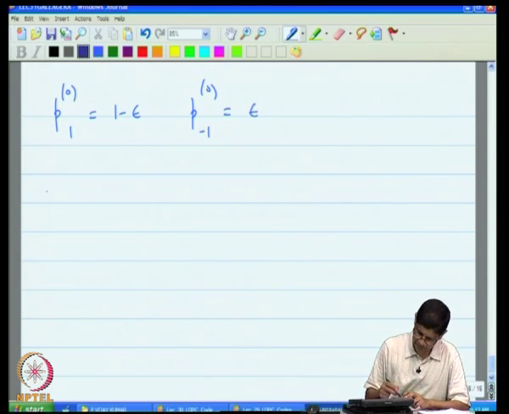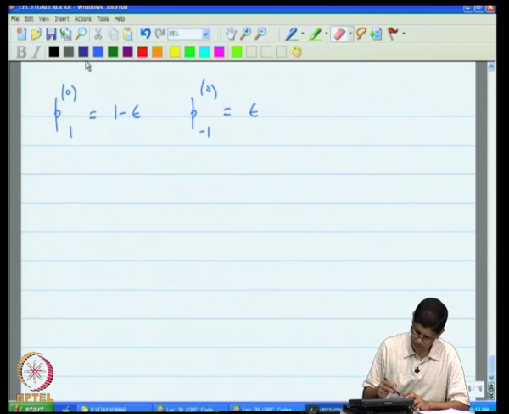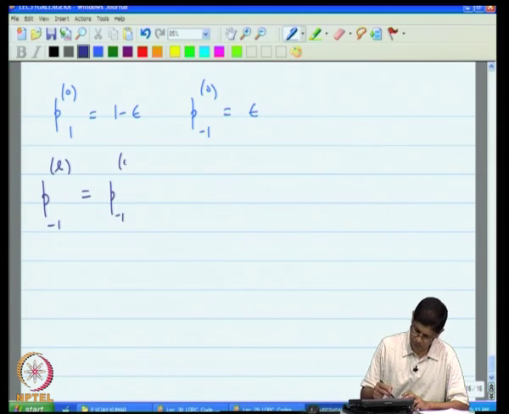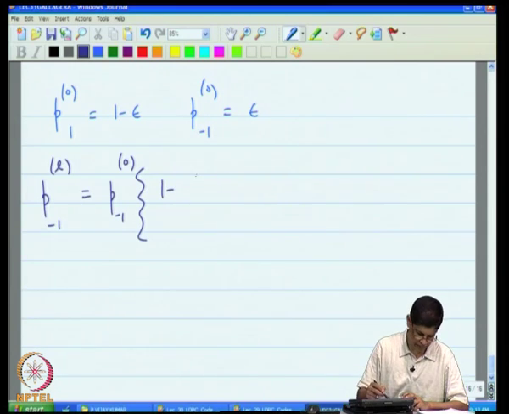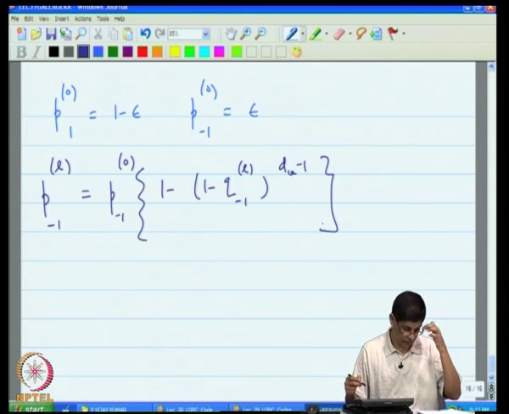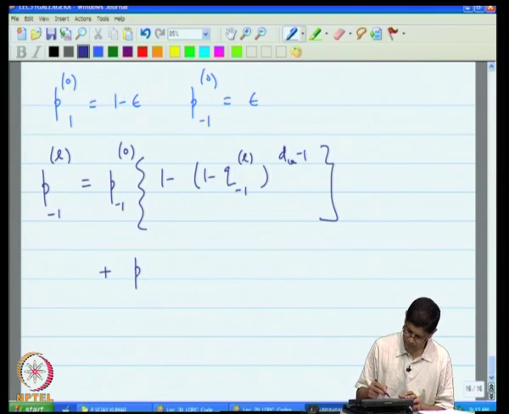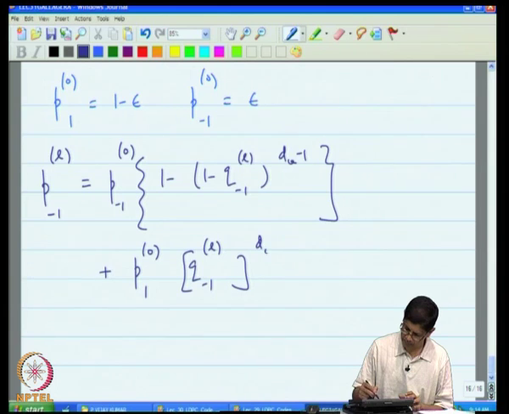Thereafter, we can actually say that P minus 1 of L is P minus 1 of 0 times 1 minus (1 minus q minus 1 of L) to the dV minus 1, plus P1 of 0 times q minus 1 of L to the dV minus 1.